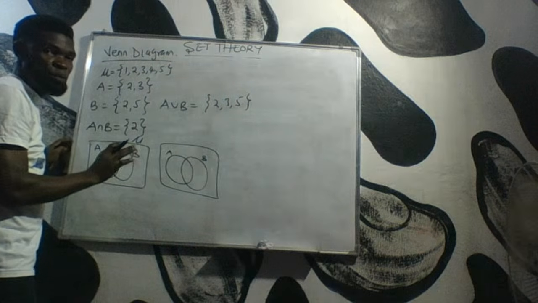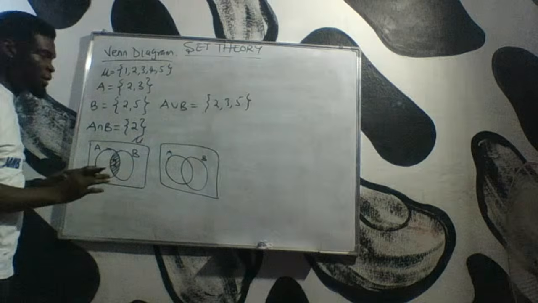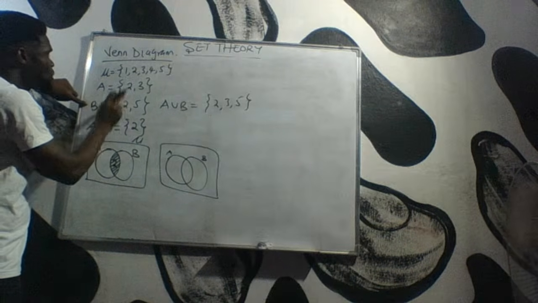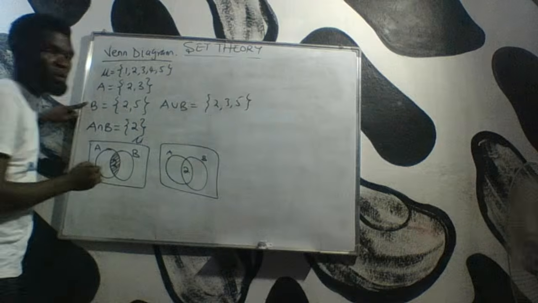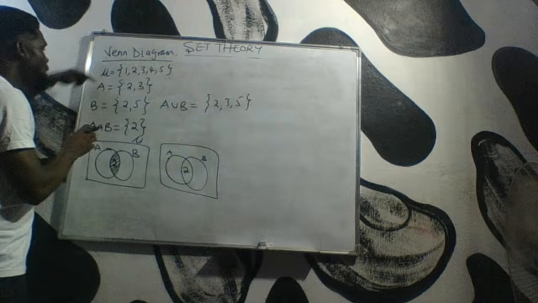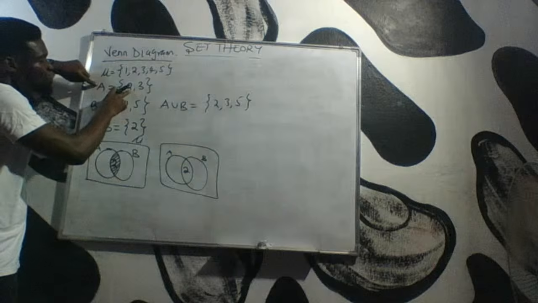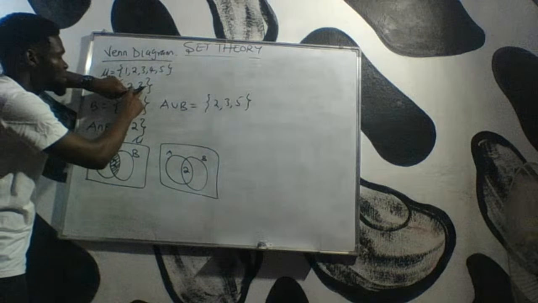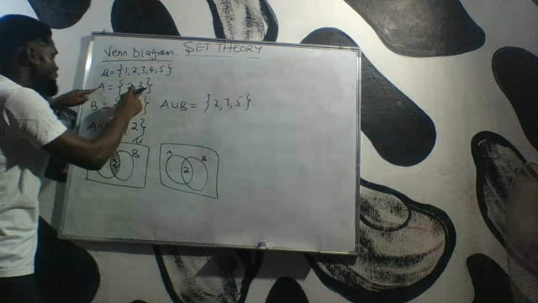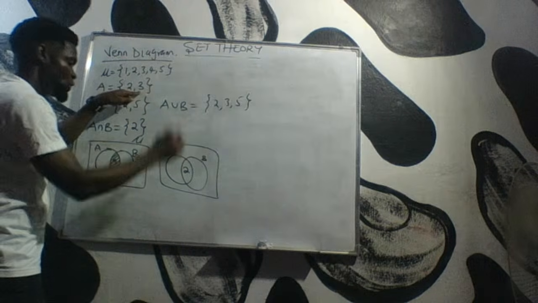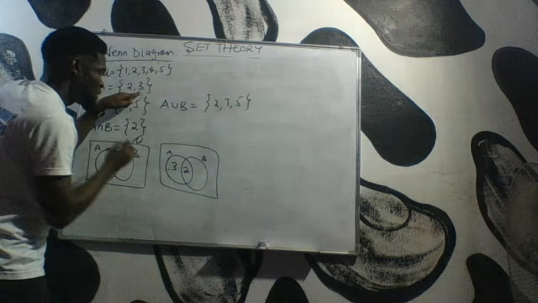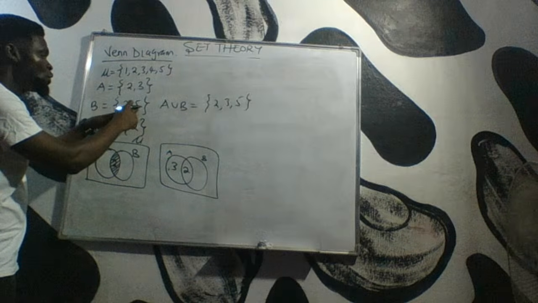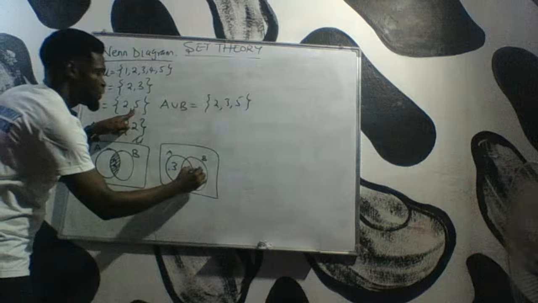That's A union B. But now let's put it in a Venn diagram. Union, look at it. A union B, 2 is common. Look at the 2 here, which is intersection. Then look at set A. What is there? Having touched 2, what is there untouched? That is 3. That means 3 is the element that belongs to only set A. So look at it here, 3. Then in B, 5 is untouched. That means 5 belongs to only set B. Look at the 5 here.